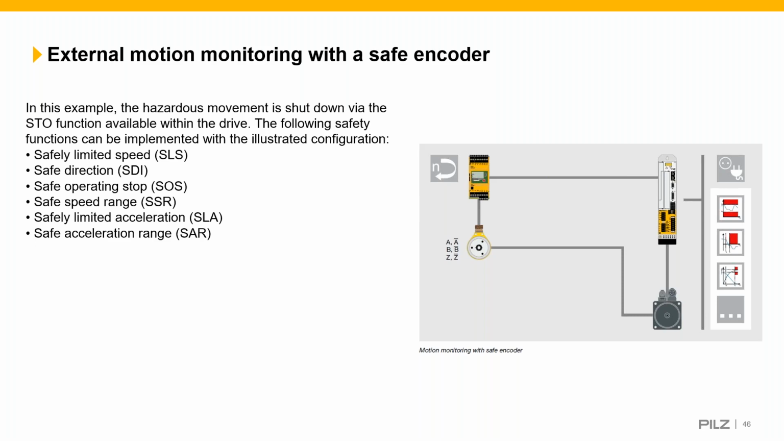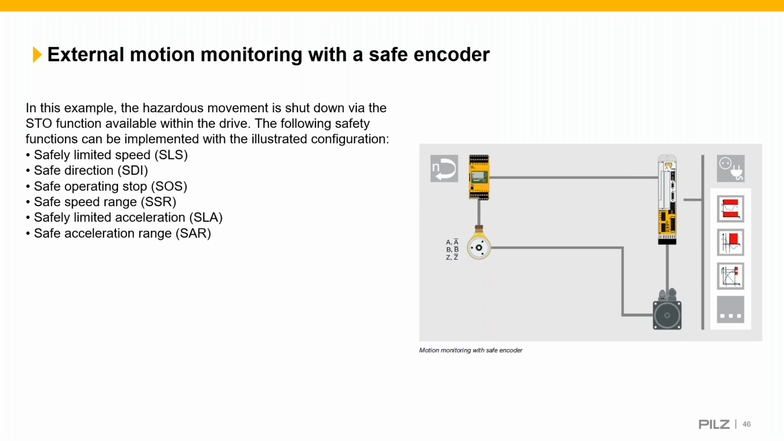External motion monitoring with a safe encoder. So now we are actually using what's classified as a safe encoder. It's got the approval there. So in this example, the hazardous movement is shut down via the STO function available within the drive. And again, the following functions can be implemented with this illustrated configuration.